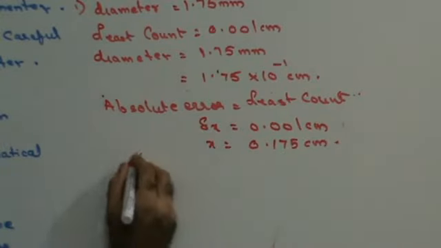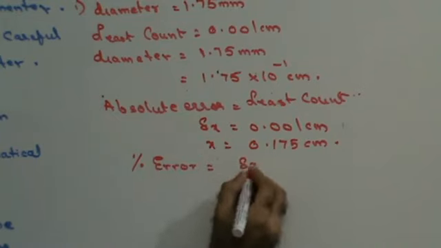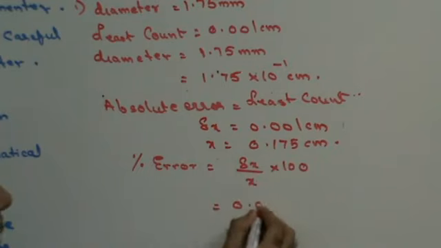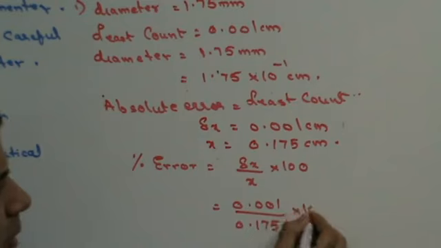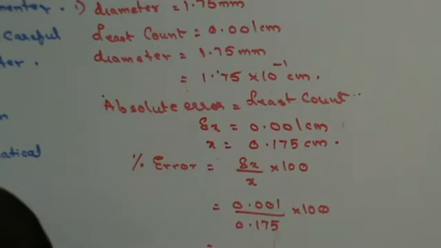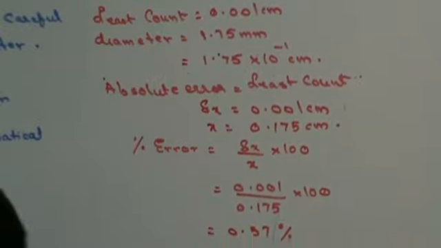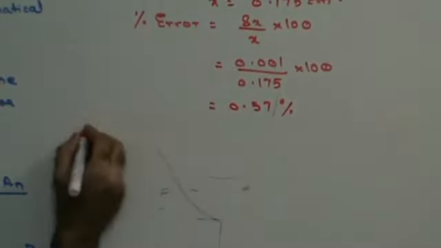Once I have this, I can find out percentage error. Percentage error is absolute error upon the given measurement into 100. 0.001 upon 0.175 into 100. Right? When you calculate this, this will come to 0.57%. So there is a 0.57% error in the measurement of the diameter. Right? Take out the next one, please.